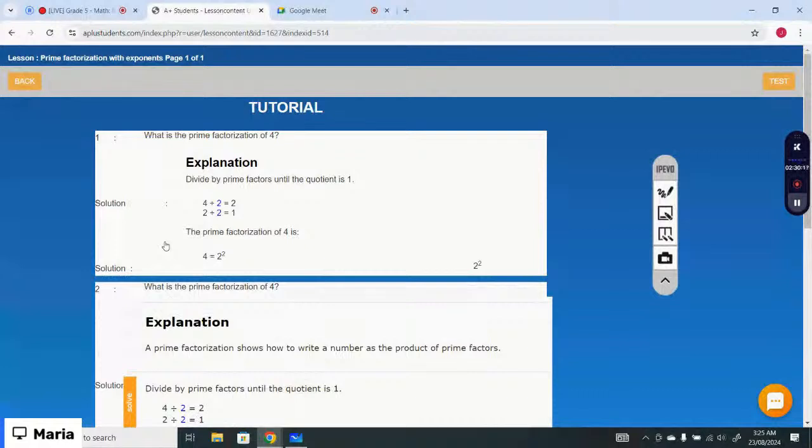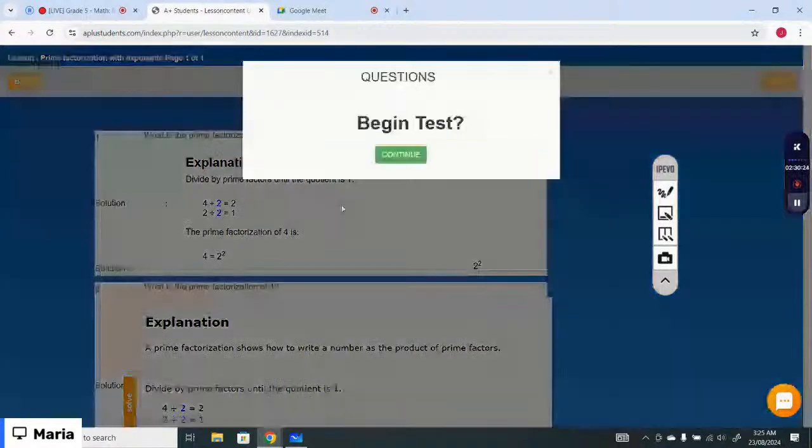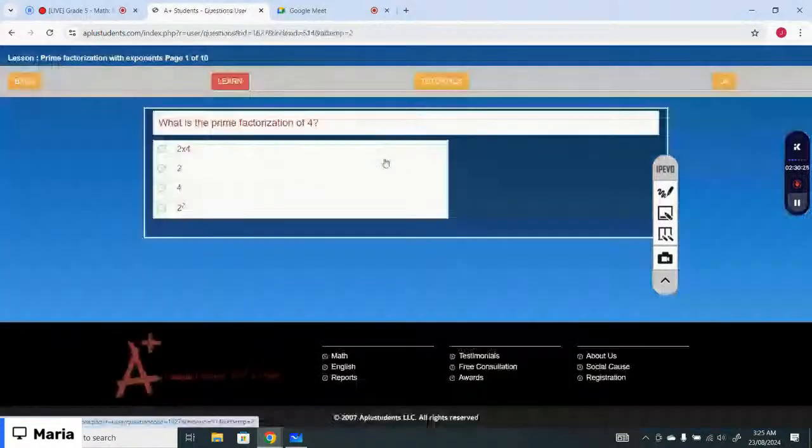So basically, we know how to make the prime factors, right? So you just have to make the prime factors. Then you have to write them down in the exponent form. So exponent form is, what is the prime factors of 4?